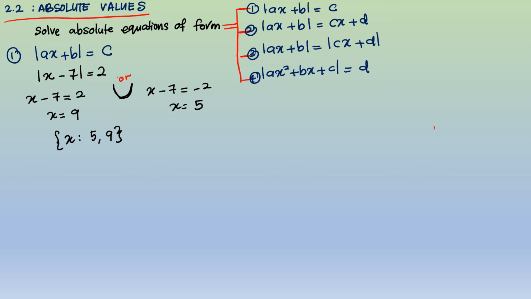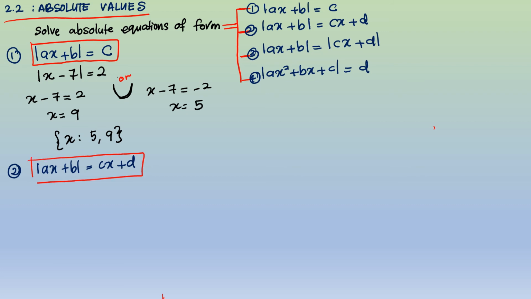So let's make it as the form here. We go to form number 2. For form number 2, we have a modulus linear inside and we have linear equation outside without the modulus. Alright guys, let me give you an example. We have modulus x minus 2 equal to 10 minus 3x.